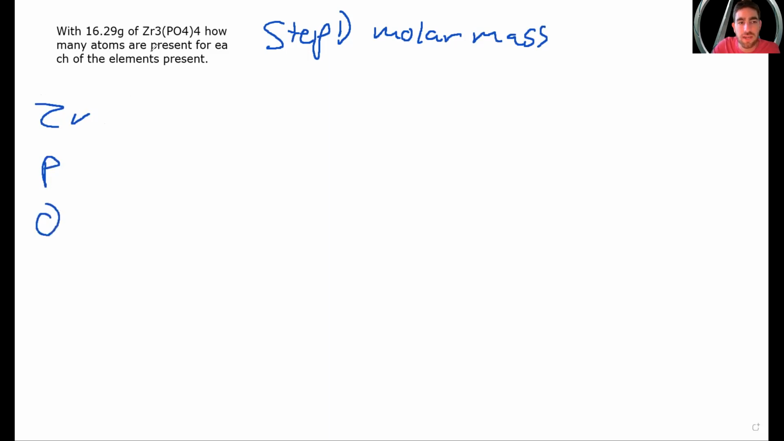Now, we notice the 3 next to the Zr means that we're multiplying this by 3. The phosphorus is 1, but this 4 on the outside of the parentheses means we're going to have 4 phosphate. We have 4 PO4s here, so PO4, PO4, PO4, and PO4. This means that there are 4 total, so we're going to be multiplying this by 4. Now, on the right side again, we have the 4 oxygen atoms here. So O4, O4, O4, and O4, which means that we're going to have a total of 12. So this will multiply by 12.